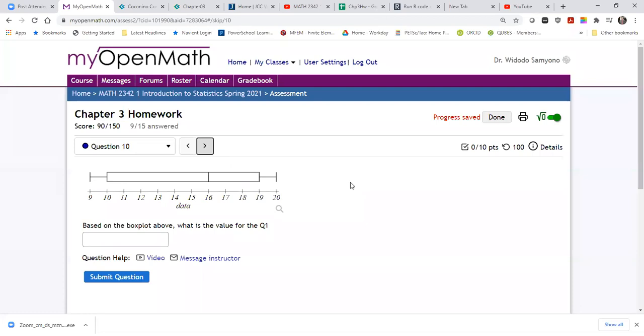So remember this is the dot plot, I mean the box plot, right? So this is the minimum. This is the first quartile. This is the median. This is the third quartile. This is the maximum, right? What is the value for the Q1? The Q1 will be this one, right? So the answer is 10.